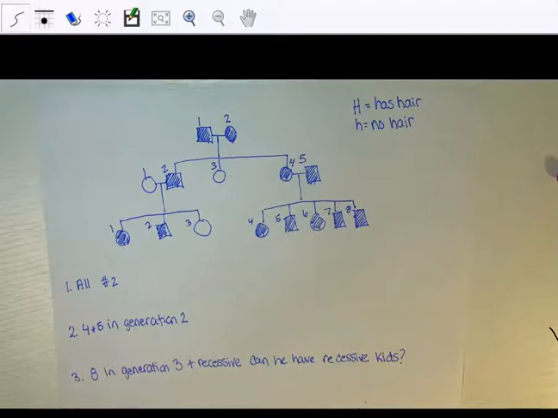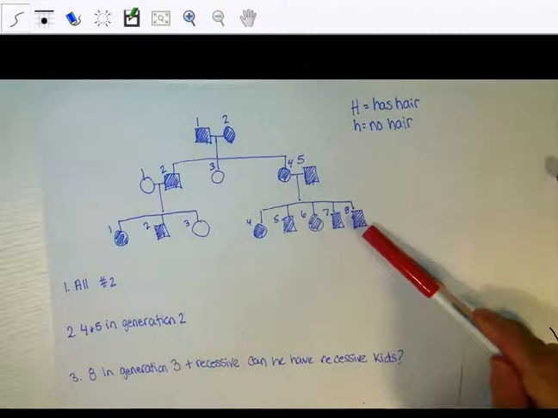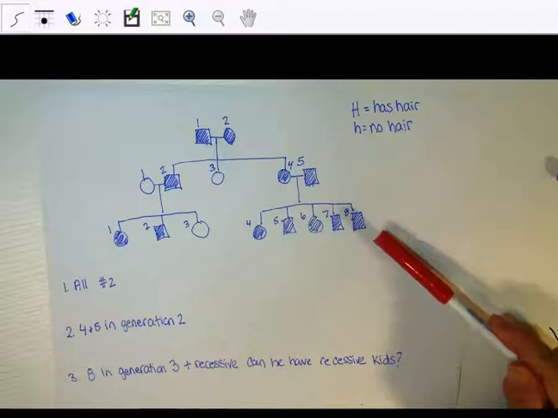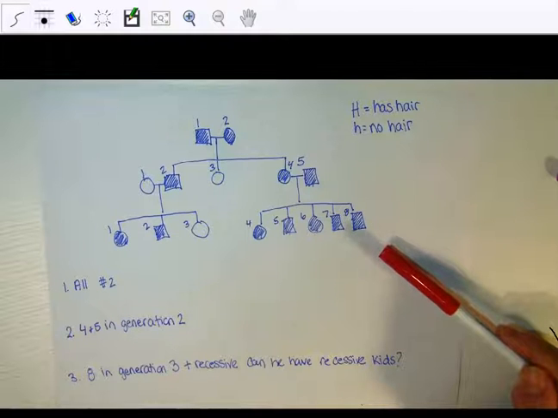So now what we need to do is figure out what's going on. The first question is, we want to know the phenotypes of all the number 2s in each generation. The second question is 4 and 5 in generation 2. And then the third question is, if number 8 had a baby with a recessive female, can he have recessive kids?